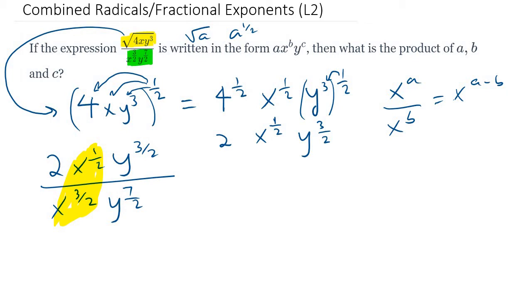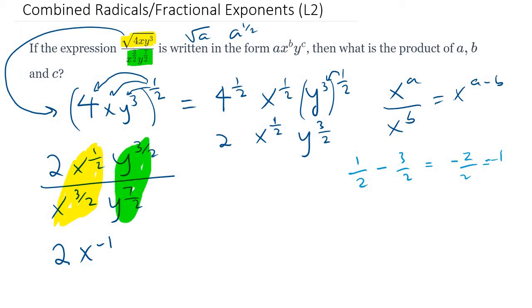Let's do the scratch work over here. So it will be 1/2 minus 3/2, and that will be negative 2. 1 minus 3 is negative 2. Negative 2 over 2, which is negative 1. So the exponent for x will be negative 1. So now we're going to have 2x to the negative 1.